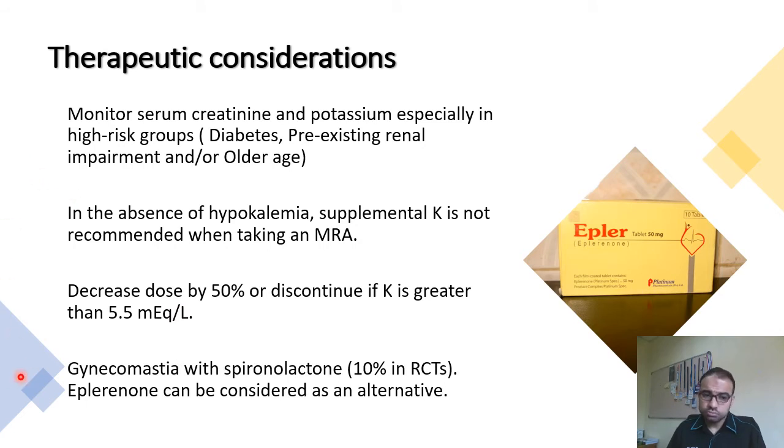It is also commonly reported in patients on spironolactone that gynecomastia, or enlargement of the breast in men, was reported in 10% in randomized controlled trials. And this is not as commonly reported with eplerenone, which is why it can be considered a good alternative in this case.